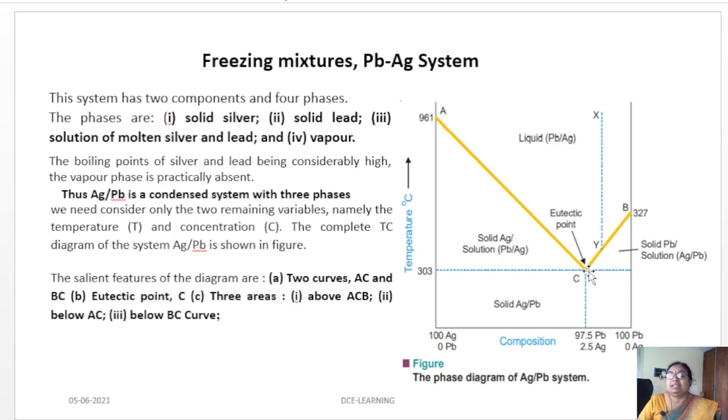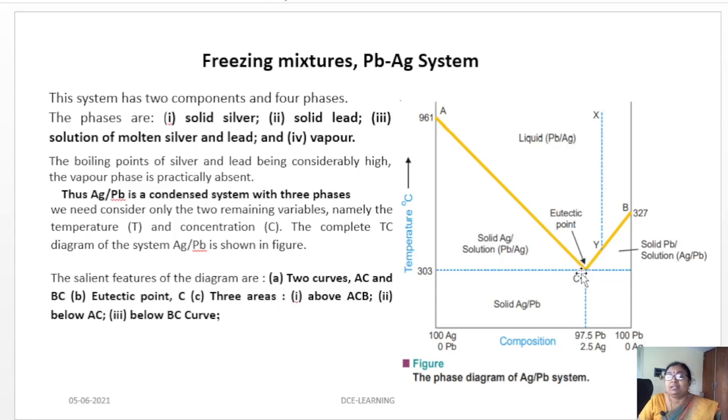At that point C, solid Ag and lead solidify together and separate out, and this line is the solidus line. The mixture corresponding to point C has 97.5% lead and 2.5% silver, and the corresponding temperature is 303 degrees. So this is the eutectic point.